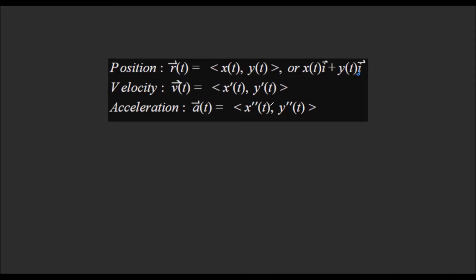It's not really necessary. So velocity is the same, except instead of x of t, you have x prime of t, and instead of y of t, you have y prime of t. And as I said, you're not finding the derivative of this entire function or this entire interval, whatever you may call it. You're just finding each individual derivative for each individual function. And acceleration is x double prime of t and y double prime of t.